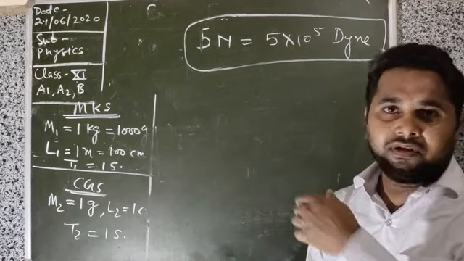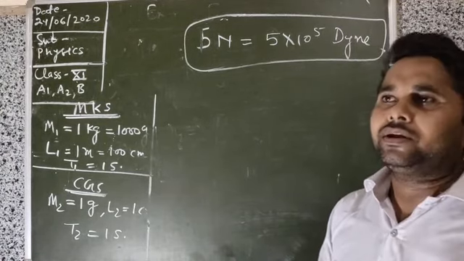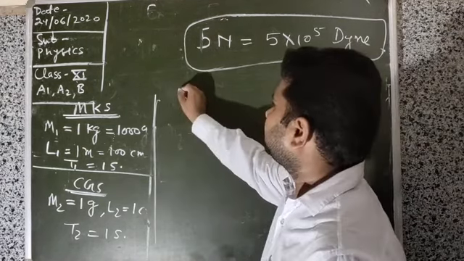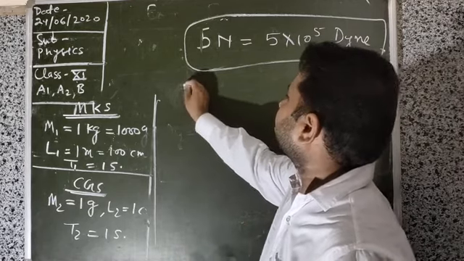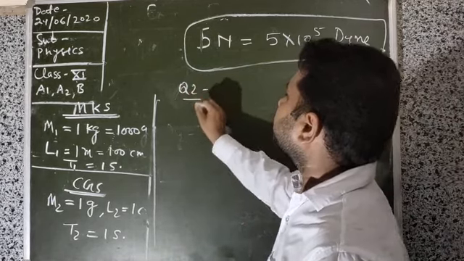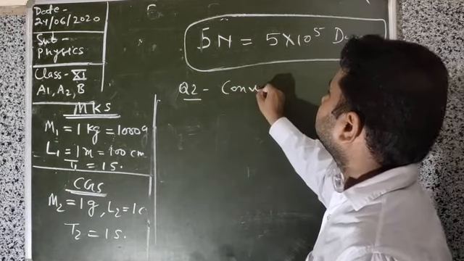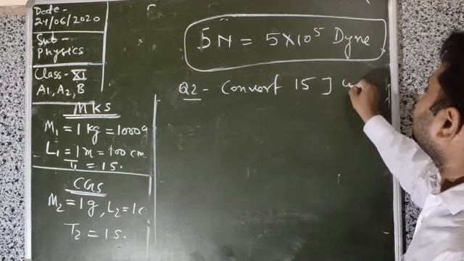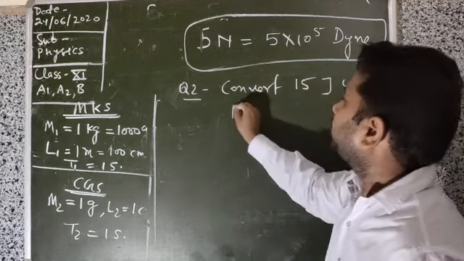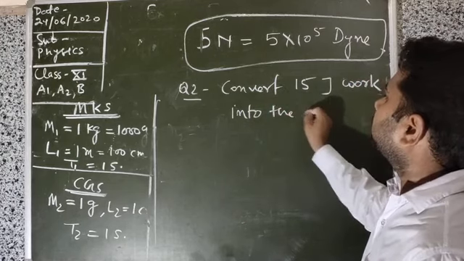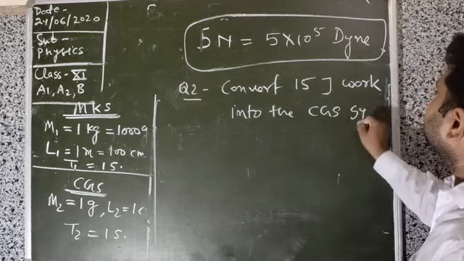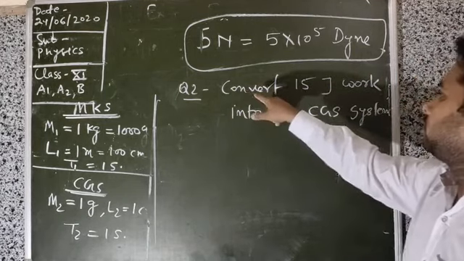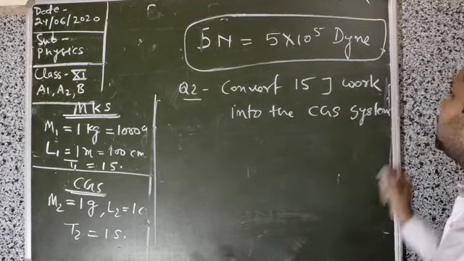You can practice. I am giving here some more examples. Try to convert the given questions using the dimensional method. Note down your homework. Suppose question number 2 is: convert 15 joule work into the CGS system. See here, this is the question. You have to convert 15 joule work into the CGS system.